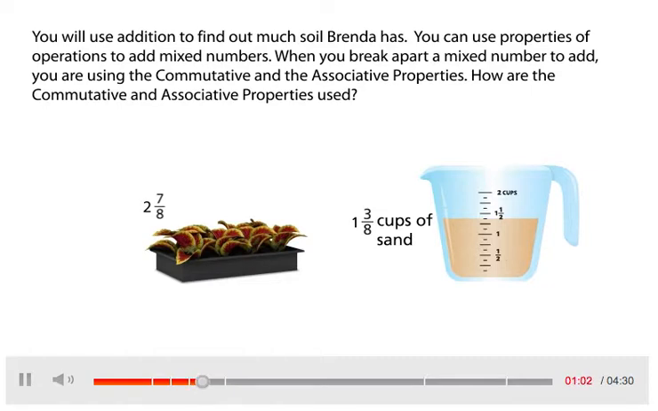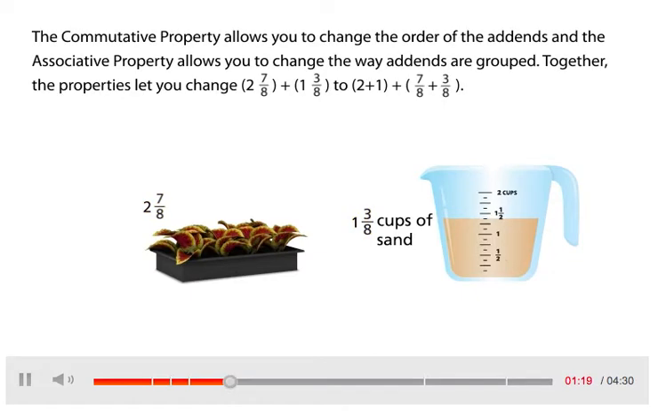You can use properties of operations to add mixed numbers. When you break apart a mixed number to add, you are using the commutative and associative properties. How are the commutative and associative properties used? The commutative property allows you to change the order of the addends, and the associative property allows you to change the way addends are grouped.